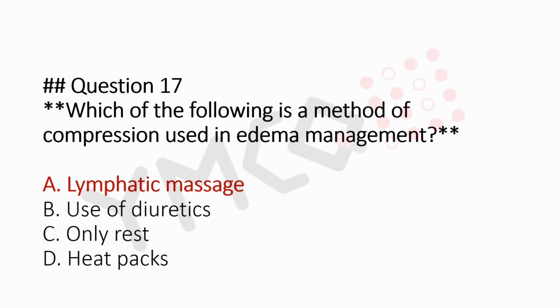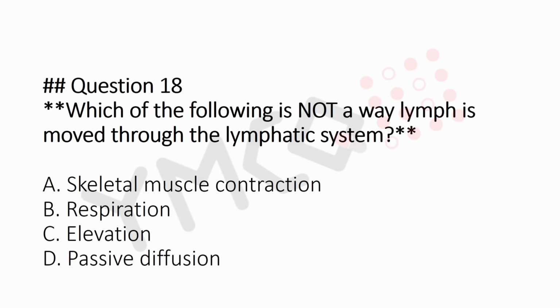Now let's move to question number 18. Which of the following is not a way lymph is moved through the lymphatic system? Option A, skeletal muscle contraction. Option B, respiration. Option C, elevation. Option D, passive diffusion. And the answer is option D, passive diffusion.